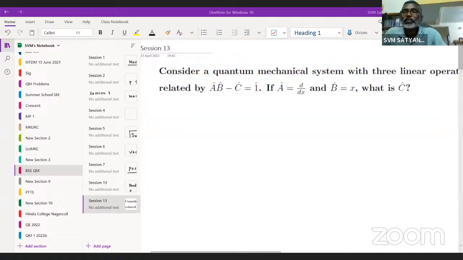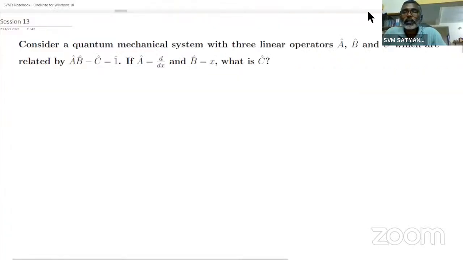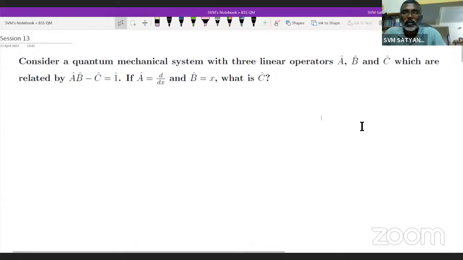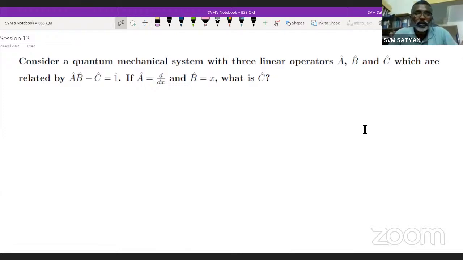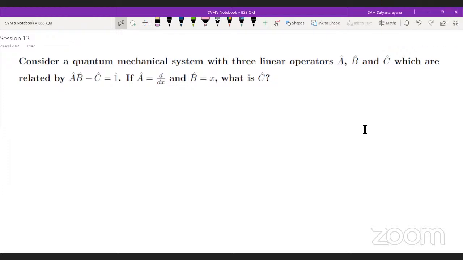Okay, so I will also begin with some problems, and we will see what concepts we can learn through these problems. You can all read the problem that is on my screen. Yeah, I am able to read.